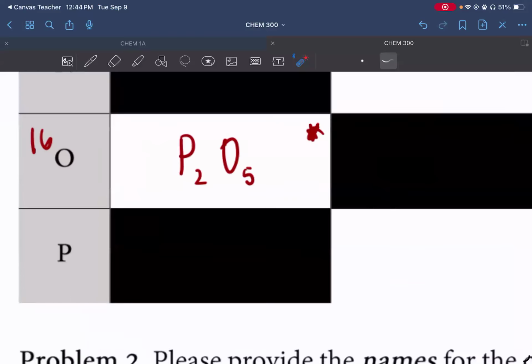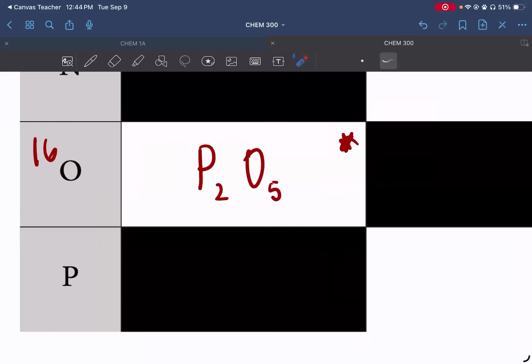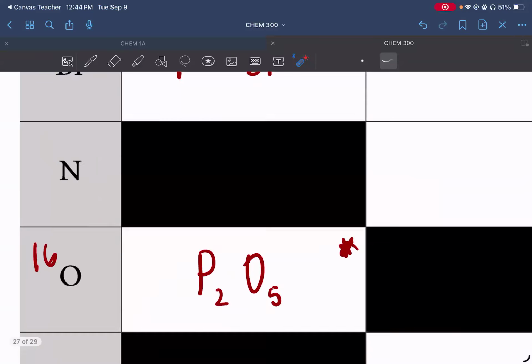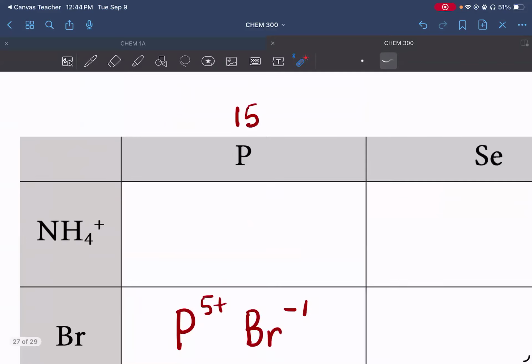Yes? What's the answer on these sheets? I'll put it to you this way. This right here, P2O5, is the final answer. Yeah, P2O5 is the final answer. Any other questions? Yes? Yeah, sure. Let's do that one, on the first, top one right here. Yeah, that's good. All right.